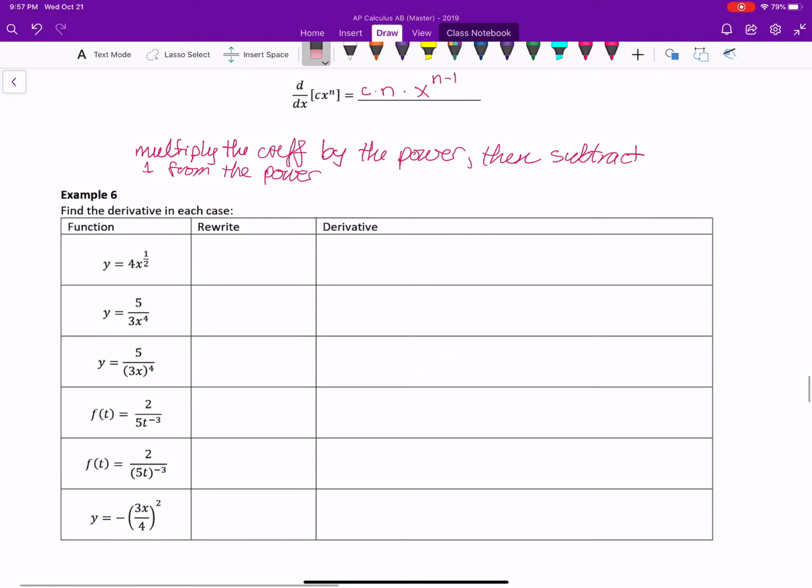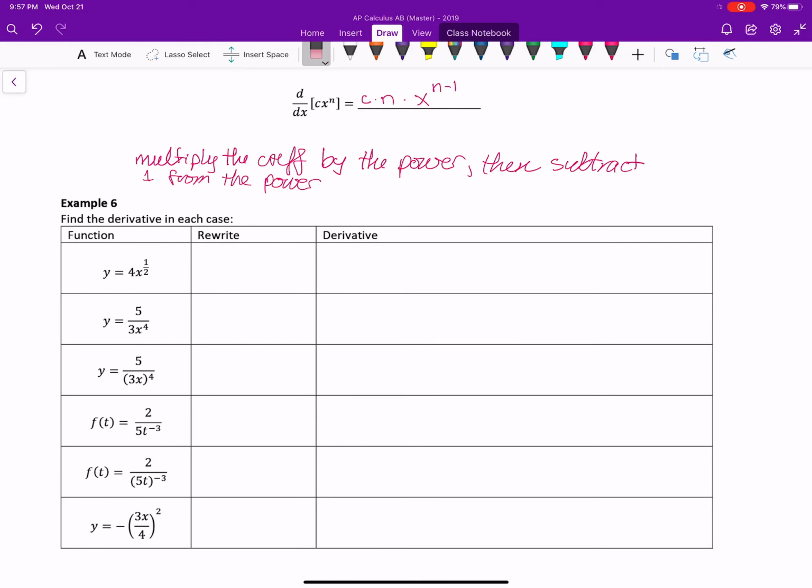So let's look at example 6. Example 6, then, we're going to go in. Again, I'm going to give you the same advice that I did before. I want you to rewrite if possible. The first one doesn't need a rewrite. You can just go straight into the rule. But for the second one, you definitely do. I would rewrite it first, and you write 5/3 x to the negative 4.